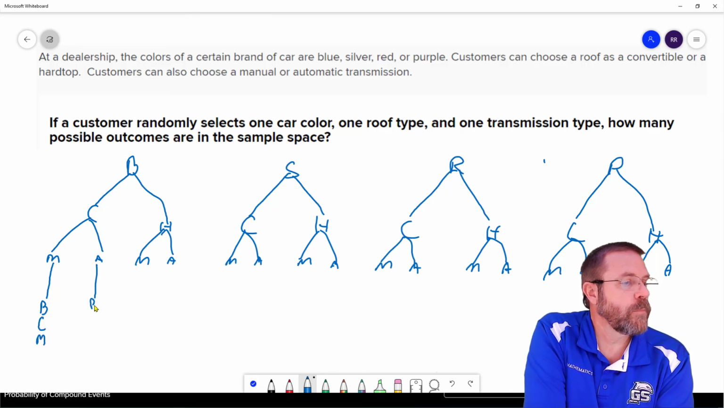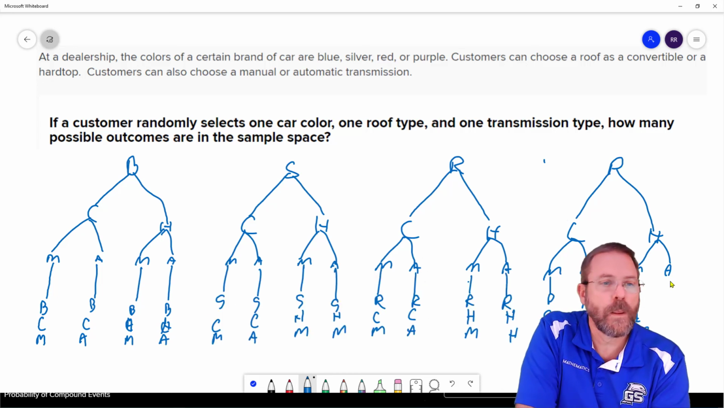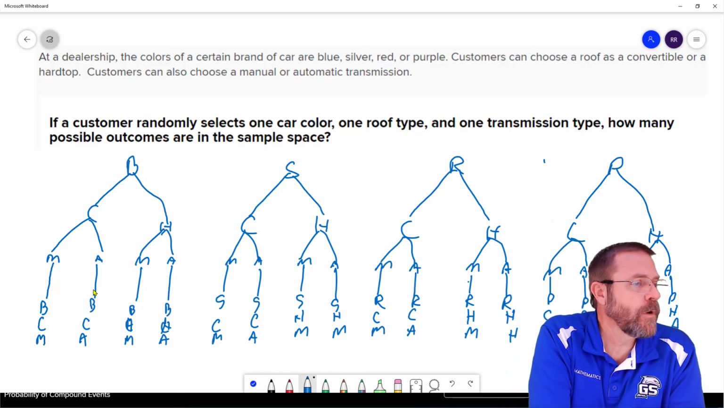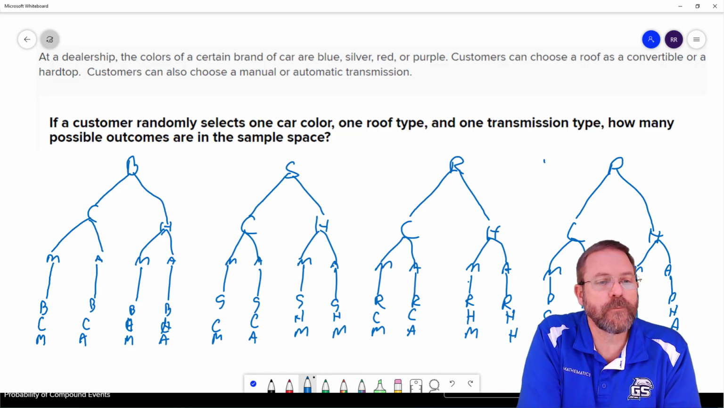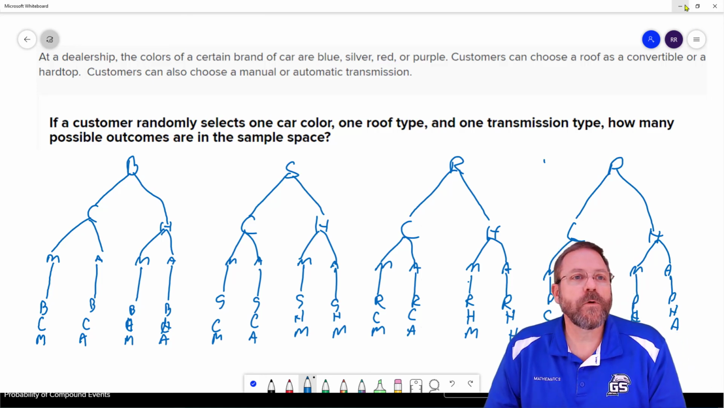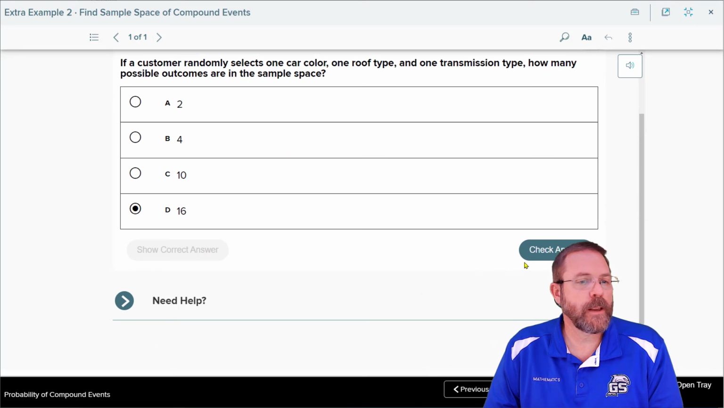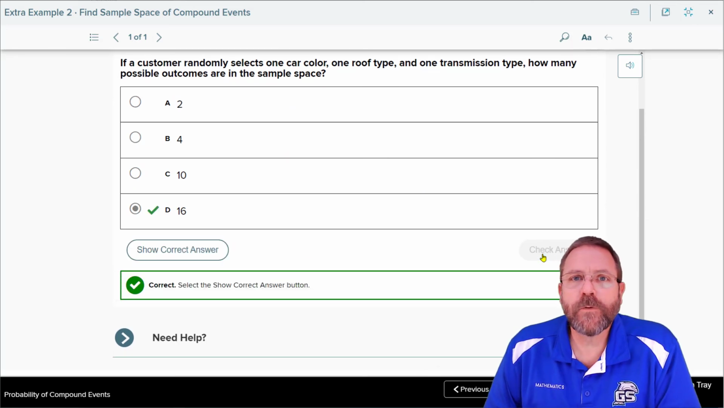I could have a blue convertible automatic, a blue hardtop manual, a blue hardtop automatic, and I skipped some more to save you some time, all the way up to a purple hardtop automatic. How many options are there? 1, 2, 3, 4, 5, 6, 7, 8, 9, 10, 11, 12, 13, 14, 15, 16. So any way you look at it, there's going to be 16 different outcomes, which is going to be answer D. Check it.